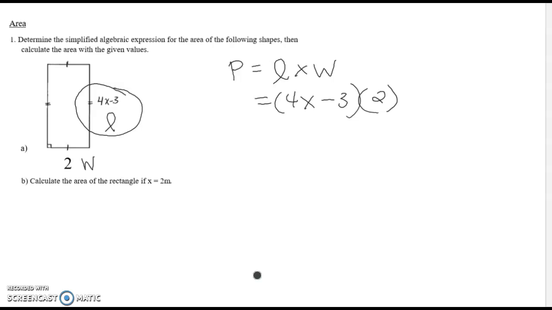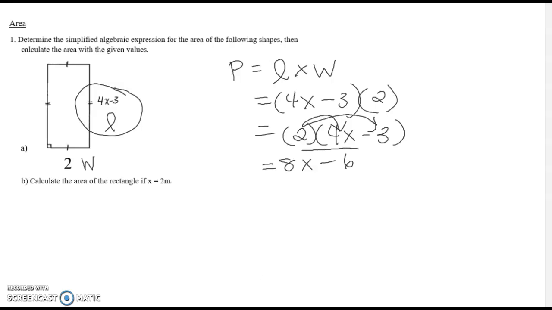And now we can multiply everything out. I like to write it the other way, it makes it less confusing for me, but it can work either way. So I'm just rewriting it this way. 2 times 4x gives us 8x, and then 2 times negative 3 gives us negative 6. Okay? You could have done it this way: 2 times 4x, and then 2 times negative 3, you'd get the same thing.